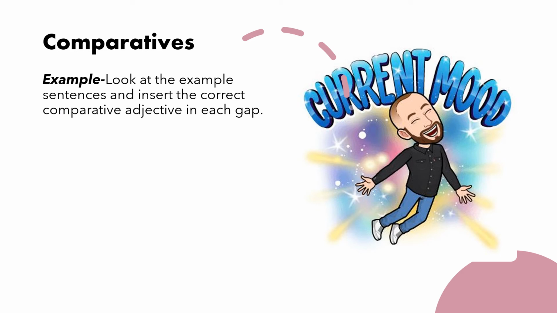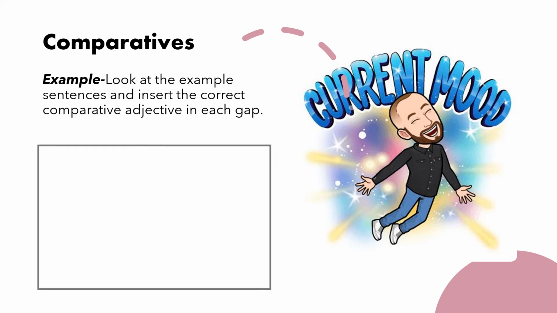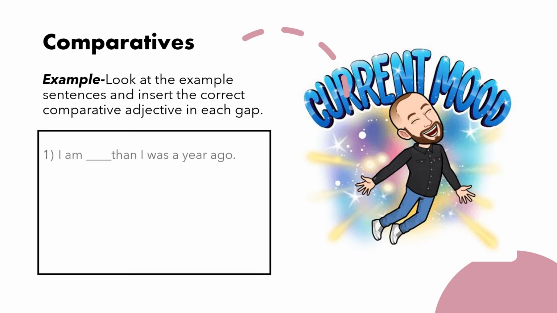Look at the example sentences and insert the correct comparative adjectives into each gap. So just like we did on the previous task when we were going through the superlatives, have a look through each sentence and think what would be the right word to use in the gap. So number 1, I am blank than I was a year ago.